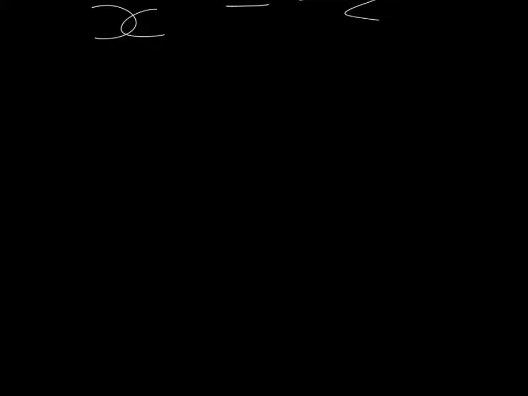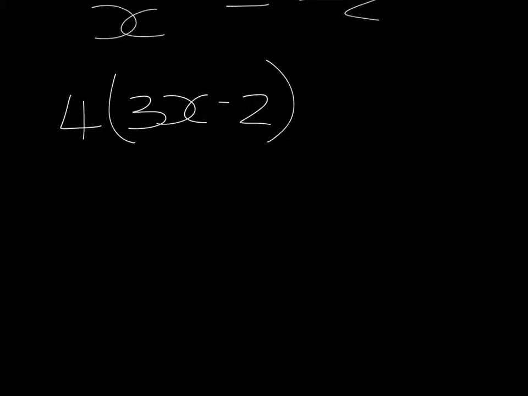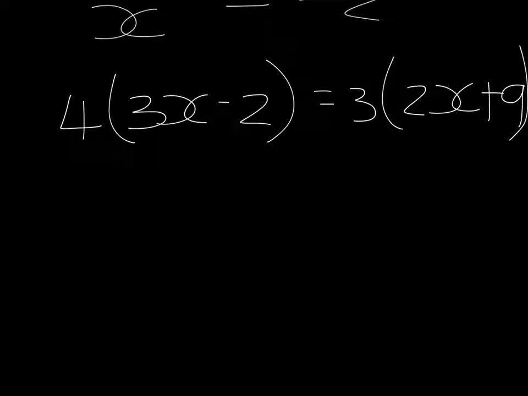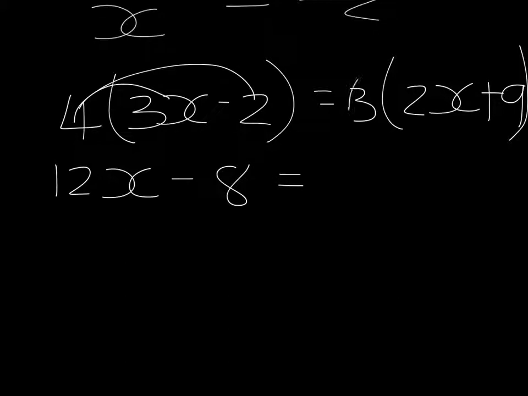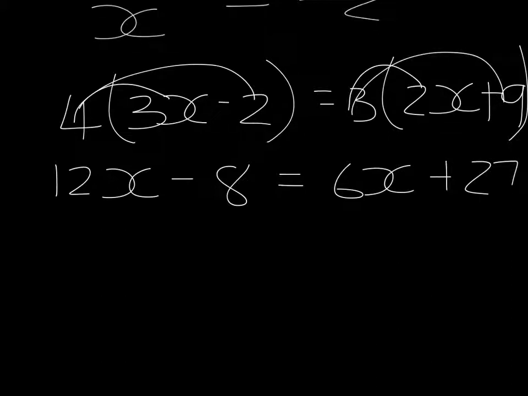Okay, I want to show you another one because it just gets slightly more complicated, of course. I had that one in my book. So we're going to go 4(3x - 2) equals 3(2x + 9). So we've got to go 4 times 3x, so that gives us 12x. Then 4 times negative 2 gives us negative 8. Equals 3 times 2x gives us 6x, and 3 times 9 gives us plus 27. Okay, all happy to that point?